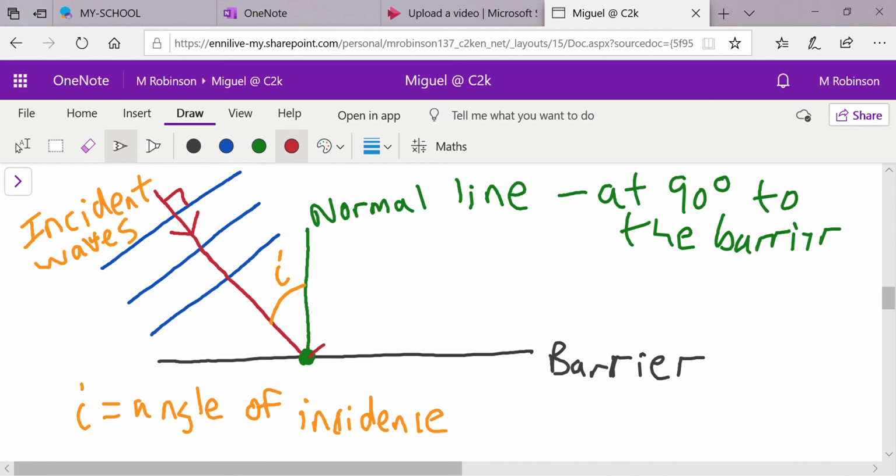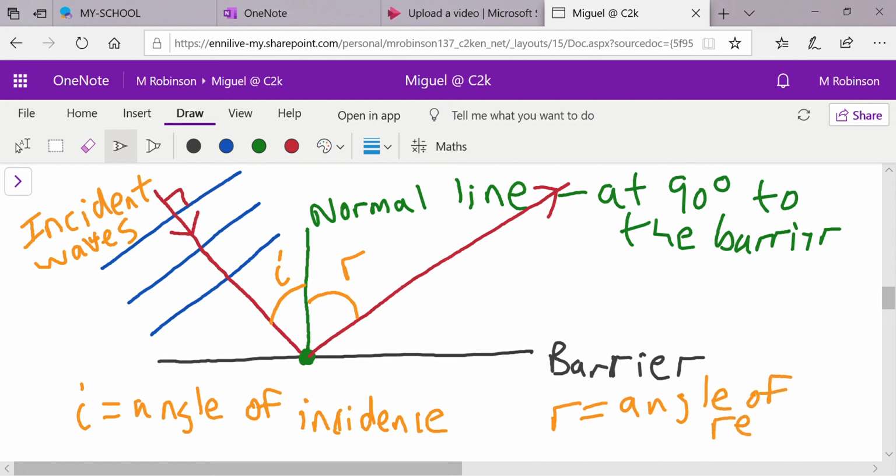But I need to draw my reflected direction so that the angle of reflection, R, is equal to the angle of incidence. So R is called the angle of reflection. And the law of reflection is that I is equal to R. So this red line shows me where the reflected waves will be.